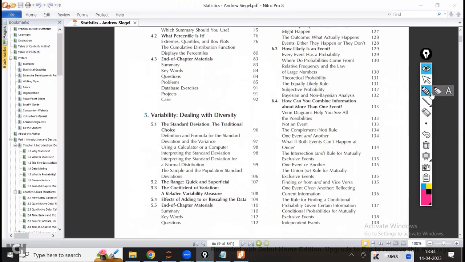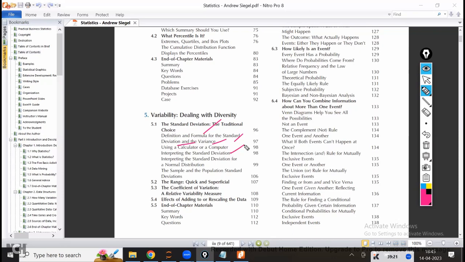Variability, where I have told you what is meant by standard deviation, what is the formula for that, what is meant by deviation and what is meant by variance. That is nothing but mean square deviation. Next, how to interpret the standard deviation. Means from the standard deviation, what you are going to understand, what standard deviation tells us. That is called interpreting the standard deviation. Interpreting means from that what you are understanding.